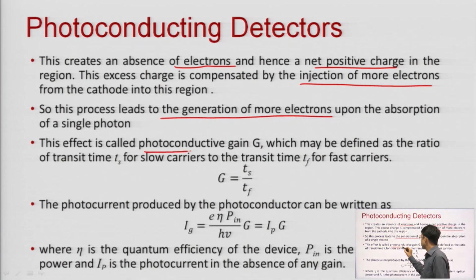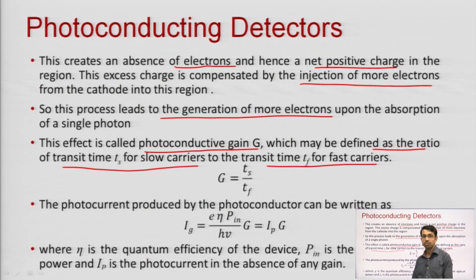This effect is called photoconductive gain, denoted by capital G, and it is defined as the ratio of the transit time of slow carriers to the transit time of fast carriers. What are the slow carriers? Holes. And the fast carriers? Electrons. So, this gain is the transit time of slow carriers divided by the transit time of fast carriers, because the transit time of fast carriers is less and that of slow carriers is more. This is the overall gain factor.